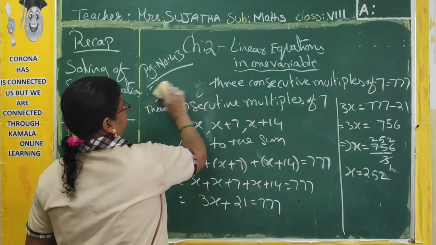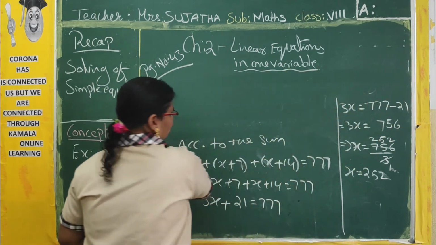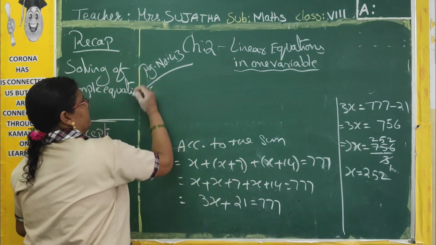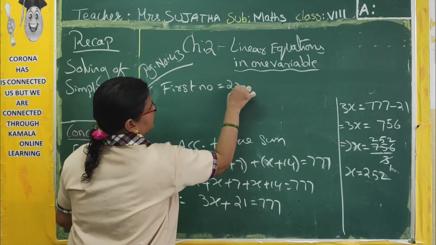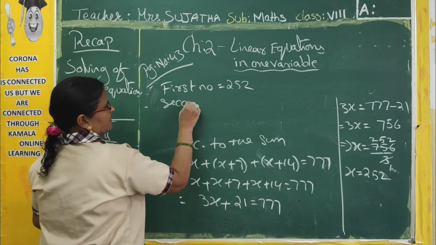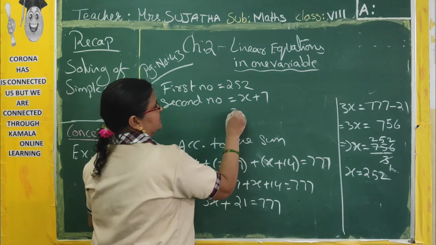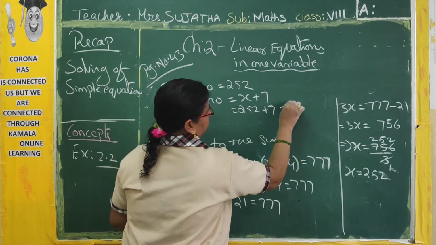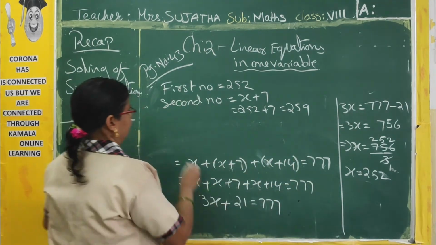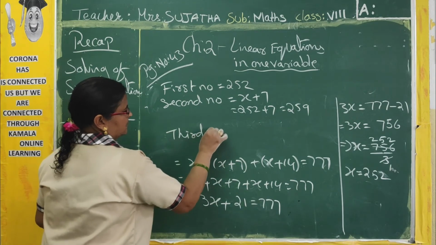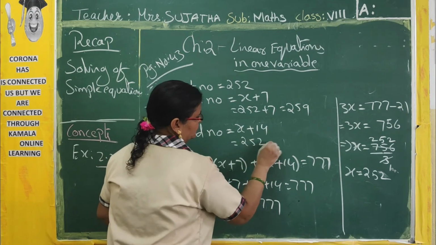First consecutive, first number we got, multiple of 7. Okay. Now, remaining 2 multiples also we have to find. So, first number is equal to 252. What is the second number? Second number is equal to x plus 7 is given, no? So that is 252 plus 7. That is 259. What is the third number? x plus 14. Third number is equal to x plus 14. What is x value? 252 plus 14.